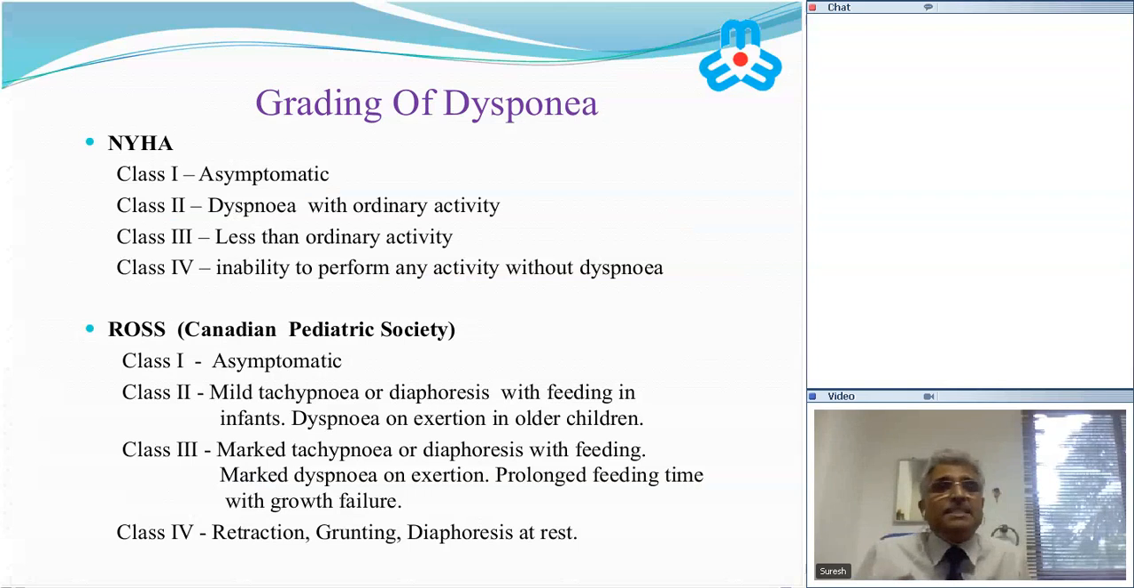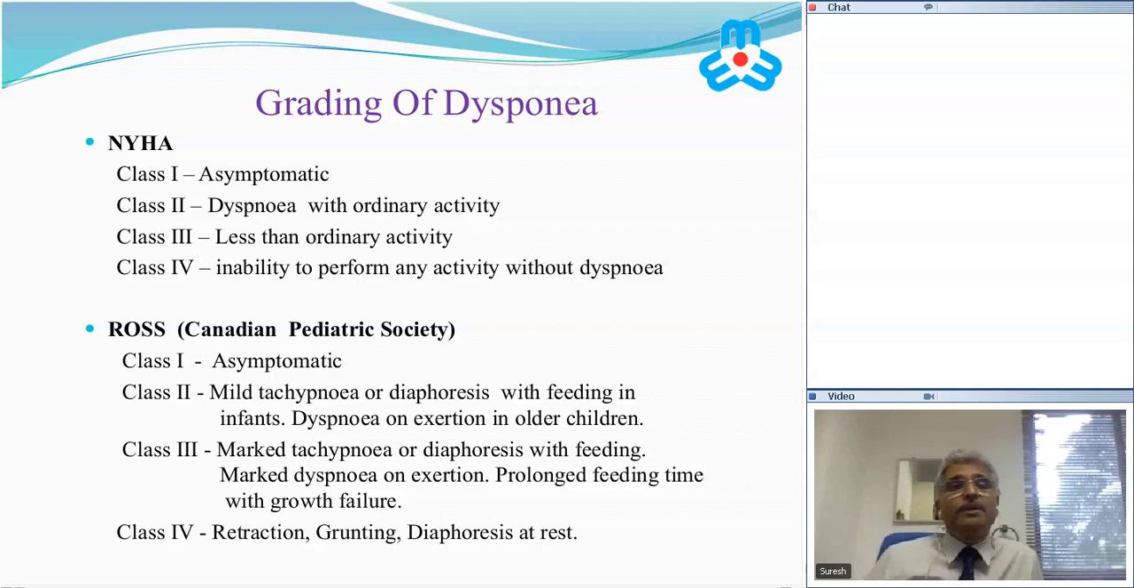You know that dyspnea is graded. Most widely used grading system is that of the New York Heart Association. The different grades are Class 1, diagnosed heart disease without symptoms. Class 2, dyspnea with ordinary activity like climbing 2 flights of stairs. And Class 3 is less than ordinary activity like walking in a room or in a corridor. Class 4 is the inability to perform any activity without dyspnea. If the patient puts one step forward and he becomes dyspneic, it is Class 4. Unquestionably, if he is dyspneic at rest, it is Class 4.